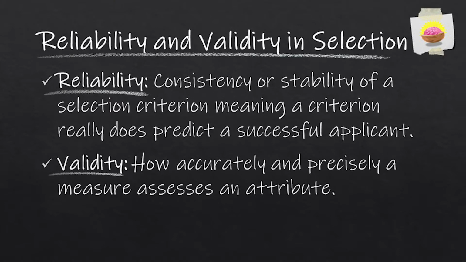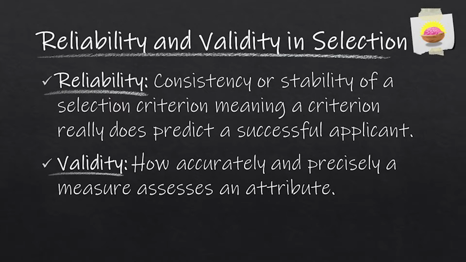When we are selecting people, it's important that we do it right, we do it well, we do it scientifically, and that our selection process is both reliable and valid. Now, let's talk about these terms. Reliability means consistency or stability of a selection process and criteria, meaning that the criterion does predict the success of an applicant. Yes, we measure this. We feel that it predicts success. Yes, you're right. It's a reliable predictor.